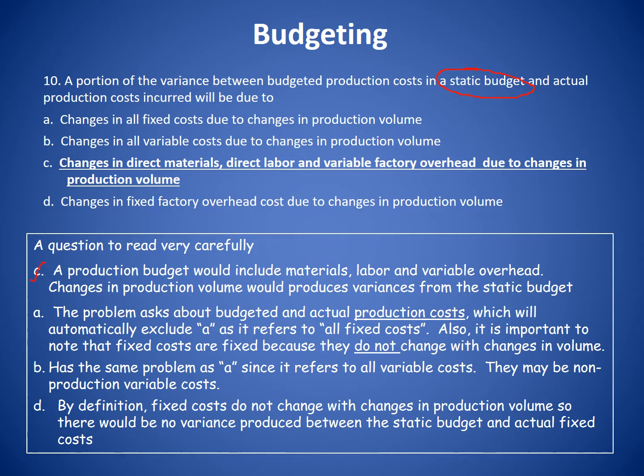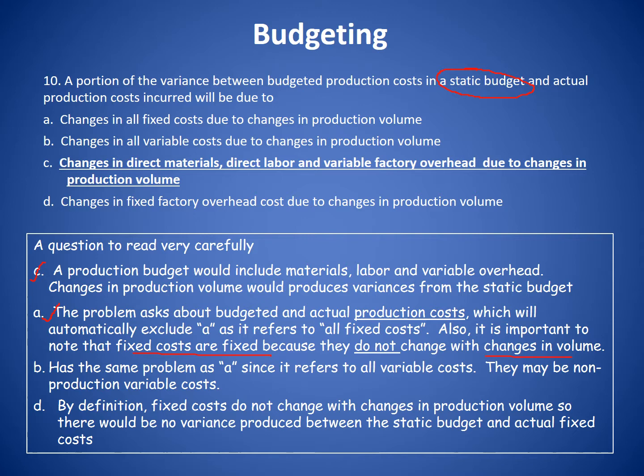If we take a look at A, changes in all fixed costs due to changes in the production volume. The problem asks about budgeted and actual production cost, which will automatically exclude A, as it refers to all fixed costs, and we're only talking about production cost. Also, it's important to note that fixed costs are fixed because they do not change with changes in volume.